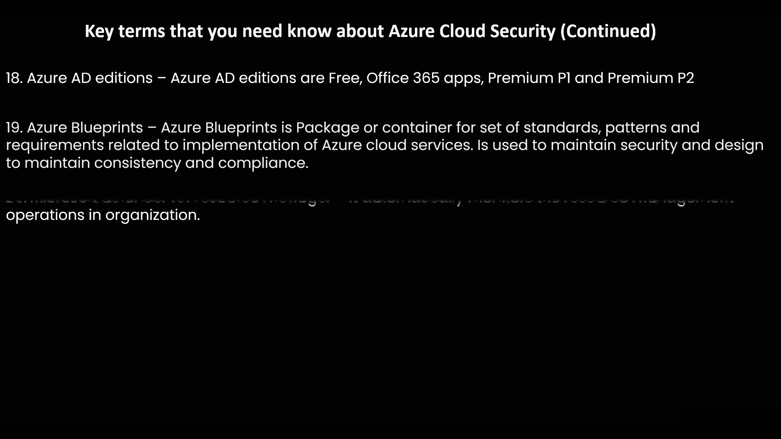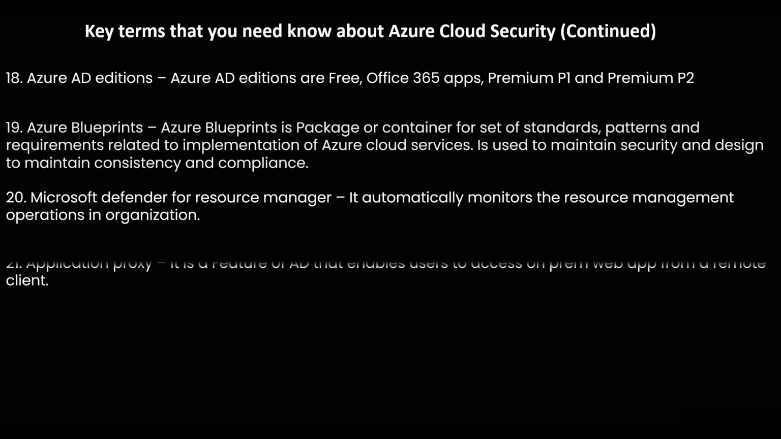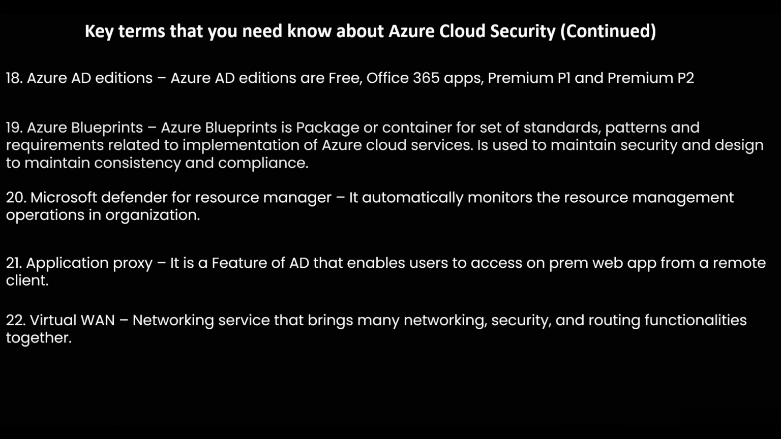20. Microsoft Defender for Resource Manager. Automatically monitors the resource management operations in the organization. 21. Application Proxy. It is a feature of AD that enables users to access an on-prem web app from a remote client. 22. Virtual WAN. A networking service that brings many networking, security, and routing functionalities together.